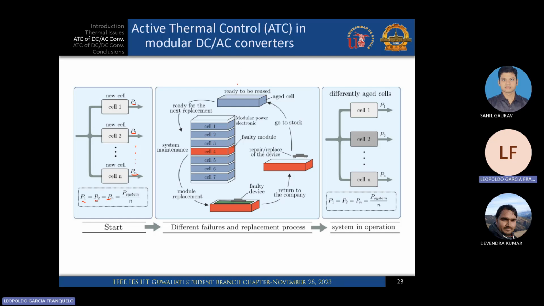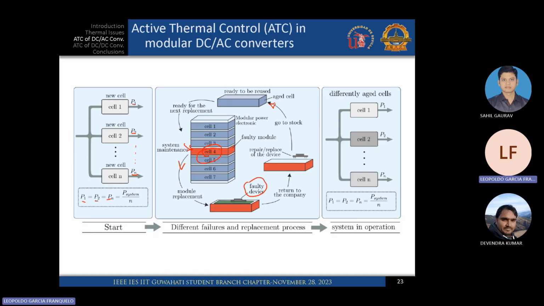But what happens after several months, several years working? One of the cells may fail, like in this case, cell number 4. So we need to take it off, find the faulty device, find someone to repair the module, and once it's repaired, it is sent back to the store to be ready to be reused. So at the same time, or before this, we replace the cell by a new one.